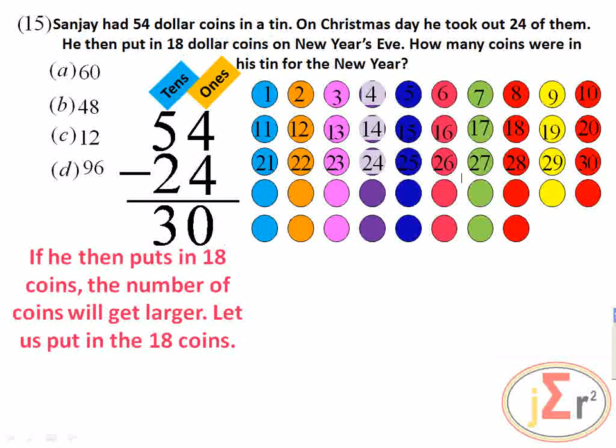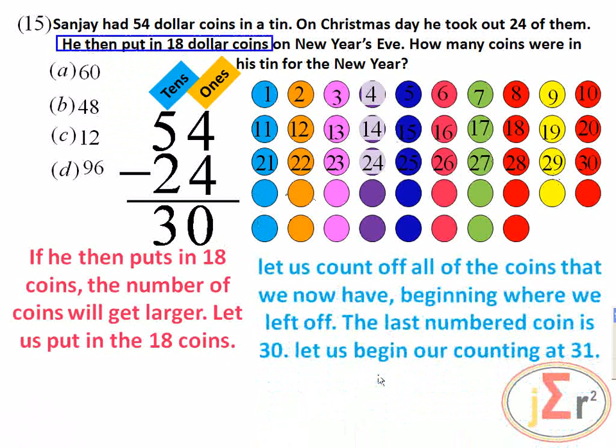If this coin is number 30, then this coin is number what? 31. Right. So let us count off all of the coins that we now have, beginning where we left off. And where did we leave off? 30, right. We left off at 30. The last numbered coin is 30. Let us begin counting at number 31.